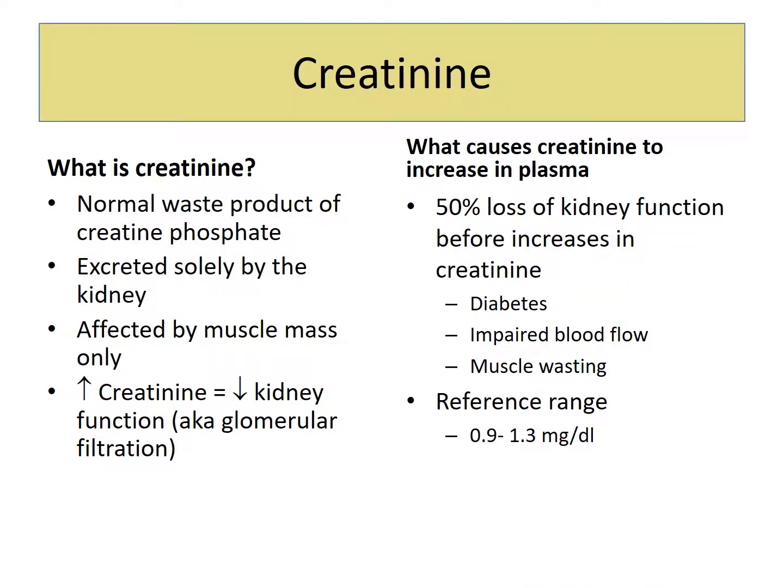Creatinine is a biomarker that is measured as a demonstration of the filtering capacity of the kidney, and the glomerulus is the actual structure where blood is filtered and wastes are removed. Creatinine is a normal waste product of muscle mass destruction. It's a waste product of creatine phosphate. We say it's excreted solely by the kidney. So the kidney is the way that creatinine is removed from the plasma.